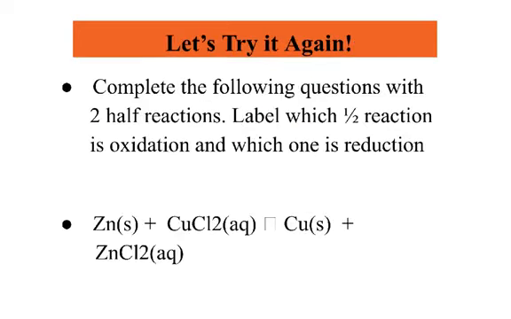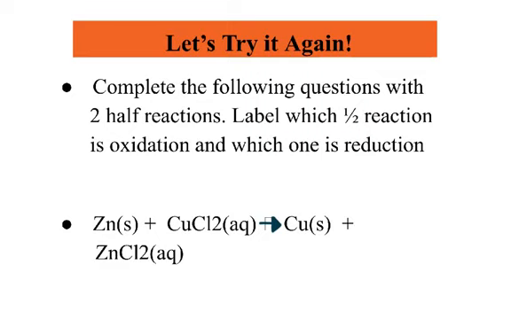So let's try another one. We're going to try to complete the half reaction for the question below. We're going to label each half reaction as being an oxidation or a reduction, just like we did earlier. Again, I'm going to put that arrow in here for us, and we'll put proper subscripts in when we write it. So we've got zinc plus copper chloride making copper and zinc chloride.